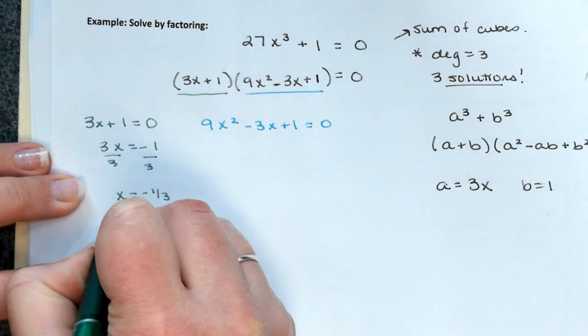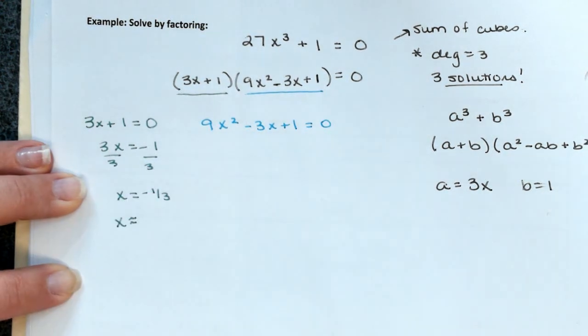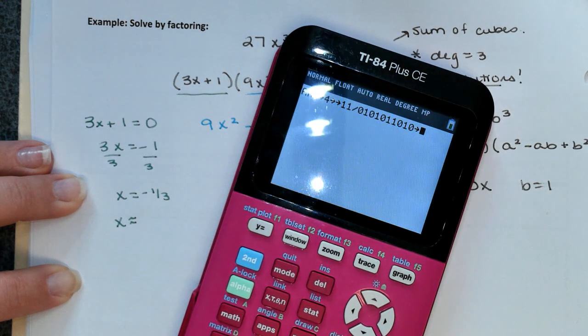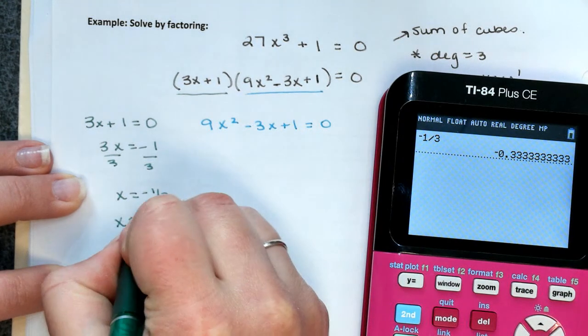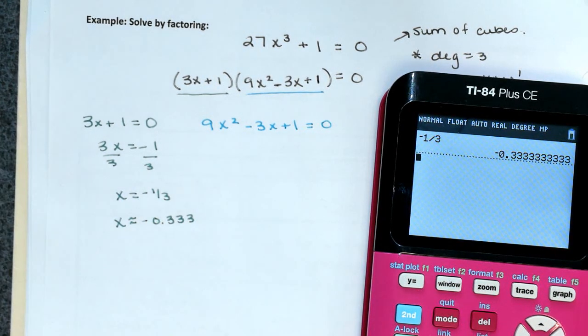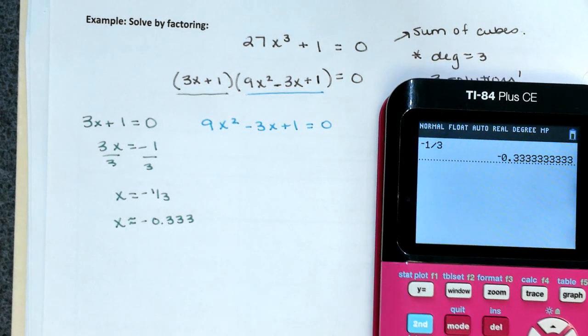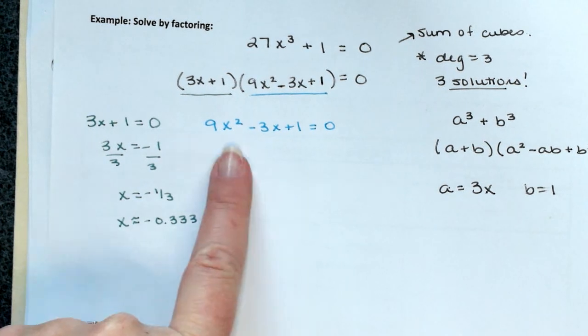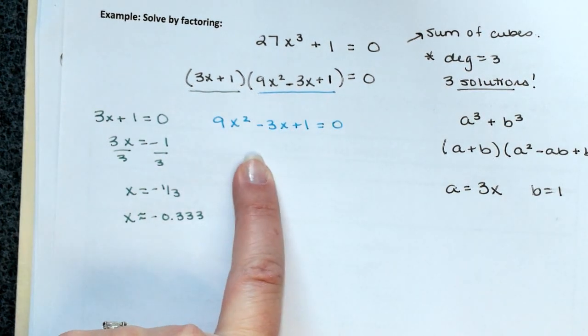Okay? If I had to figure out the approximate solution there, I'd go to my calculator and type it in. Negative 1/3 is negative 0.333. Okay? So there's your first solution. How many solutions are we looking for, though? 3 of them. Okay? Your next factor is a quadratic.